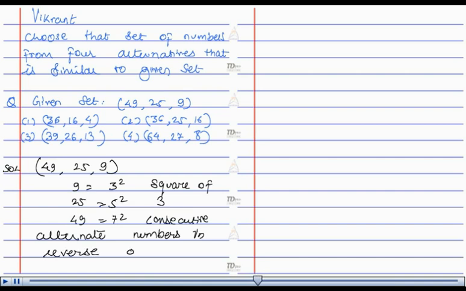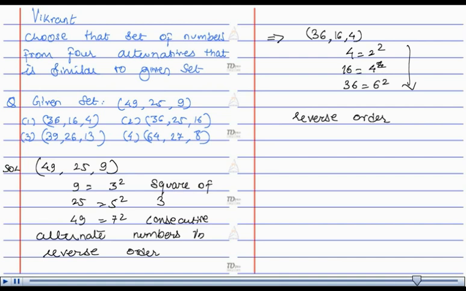So we have to search for the set which has the same relationship. If you look at the first set, that is 36, 16 and 4, again we have 4 as 2 square, 16 as 4 square and 36 as 6 square. So it is again going in the reverse order. So the answer is first.